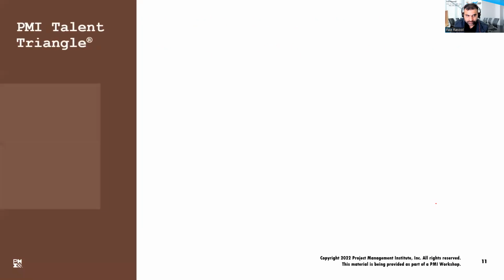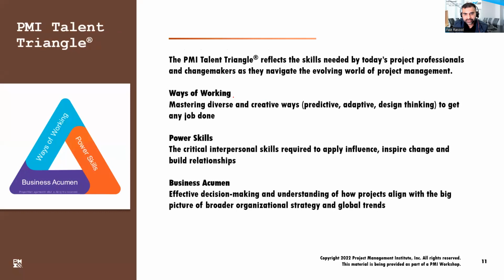Now, the PMI Talent Triangle for a project manager, either working in agile space or in waterfall space, has three key skills that PMI determines. One is ways of working. Ways of working include waterfall, agile, and hybrid approaches, and you should have good mastery of using these techniques. Power skills include both leadership skills and soft skills. When we talk about soft skills, for example, problem solving, communication, negotiation, team building, psychological safety, design thinking, and many other skills.